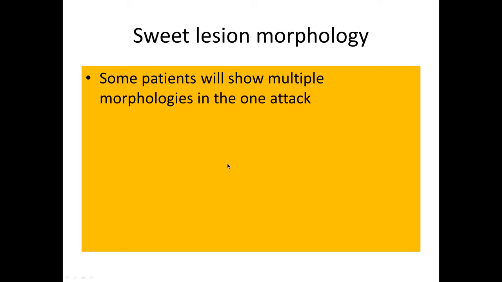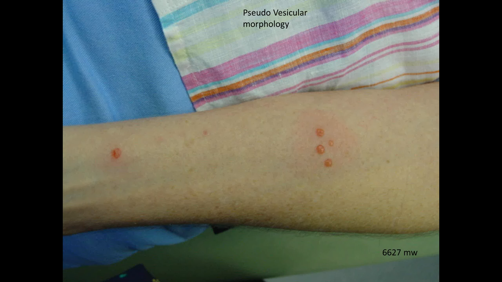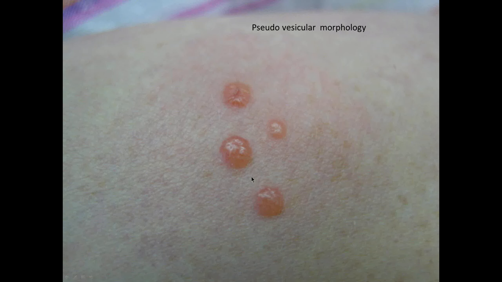What about Sweet's lesion morphology? I think the first thing is some patients will show multiple morphologies in the one attack. In other words, they can get multiple clinical lesions. Let me show you this case. This was a lady who initially presented with these lesions on her forearm, and it has a pseudovesicular look. I mean, if I was looking at that, I'd wonder about herpes zoster, herpes simplex, orf.